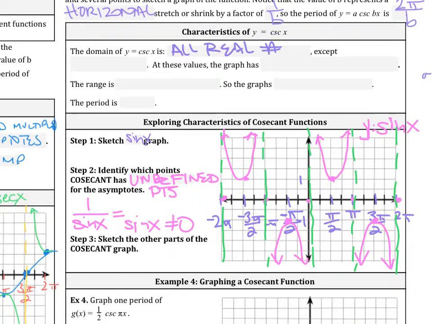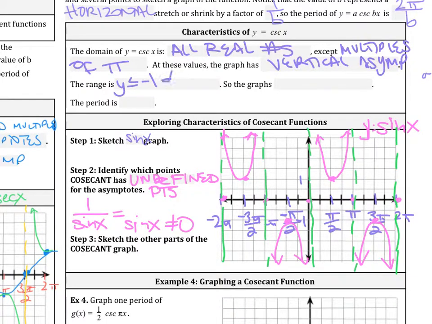except multiples of pi. At these values, the graphs have vertical asymptotes. Okay, asymptotes. And the range is y is less than or equal to -1, and y is greater than or equal to 1. So the graphs have no amplitude. And the period is 2 pi.